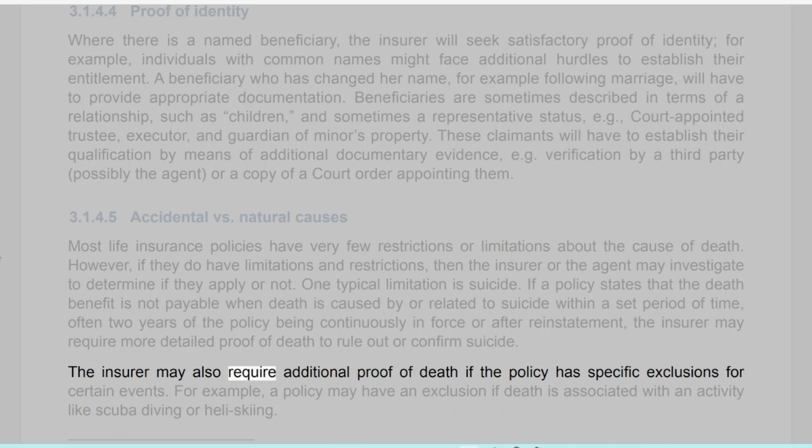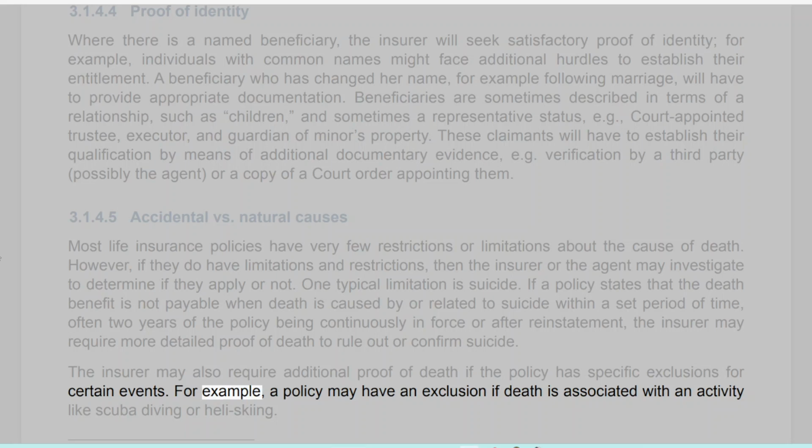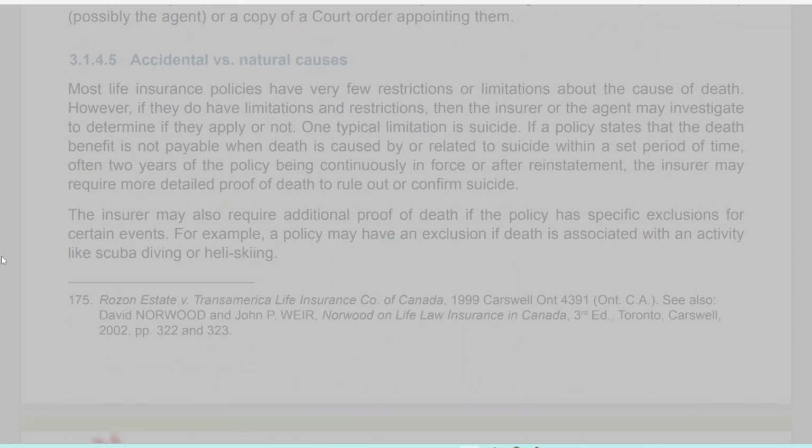The insurer may also require additional proof of death if the policy has specific exclusions for certain events. For example, a policy may have an exclusion if death is associated with an activity like scuba diving or heli-skiing.